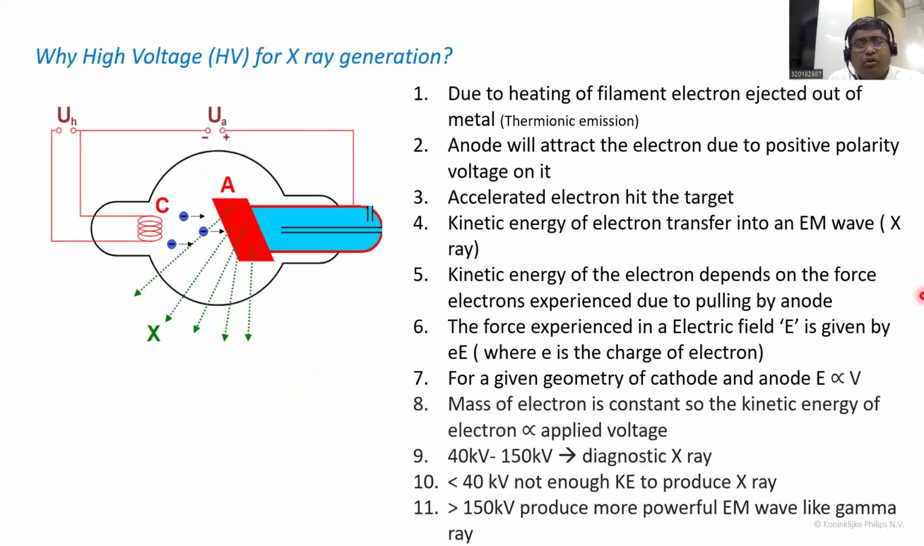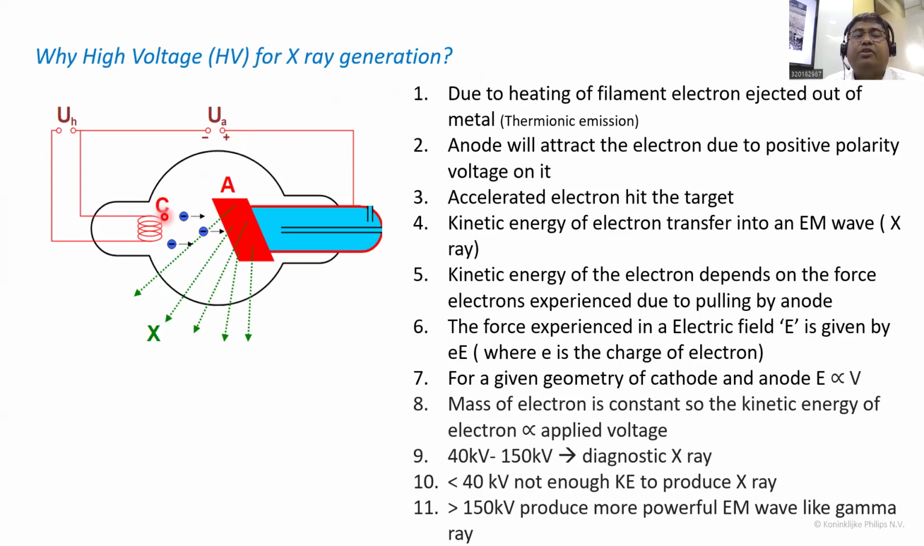If we go a little deeper, as I explained in the previous slide, a highly energetic accelerated electron needs to collide with a solid metal surface. That's how it is done. There is what we call a filament, which is exactly the same as what we saw in the old days in an incandescent bulb.